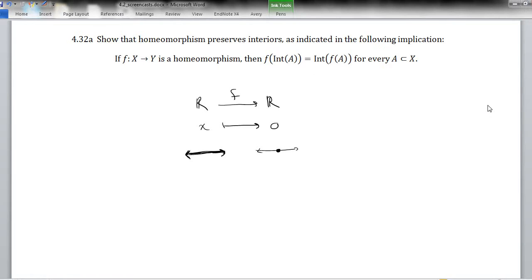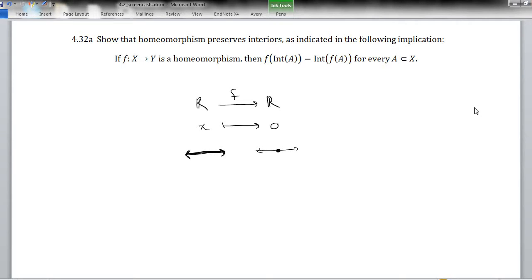Exercise 4.32a. Show that homeomorphism preserves interiors, as indicated in the following implication. If f from X to Y is a homeomorphism, then f of the interior of A equals the interior of f of A for every A in X.